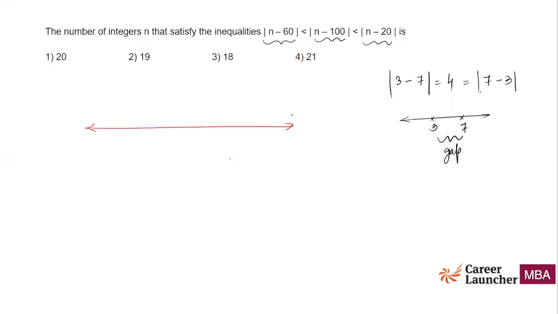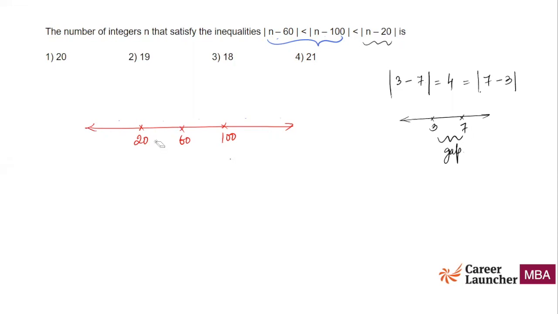So the points that we see right now are 20, 60, and 100. Let's plot it: 20, 60, and 100. Now let's look at the first pair of inequality. Only concentrate on these two pairs, okay? Let's not look anywhere else. n is one number which is there in both, right? The gap between n and 60 is less than the gap between n and 100. So n is a value somewhere so that n is closer to 60 than to 100.